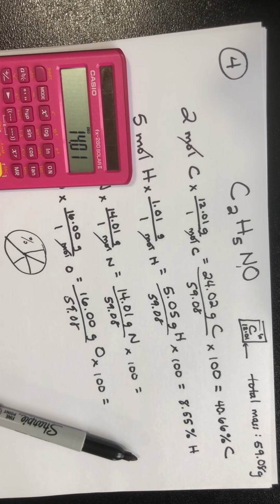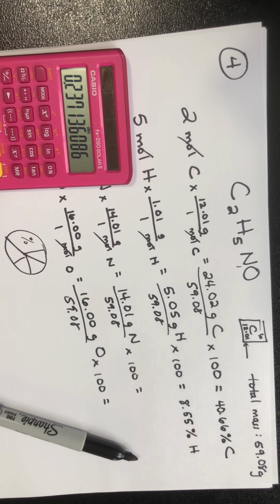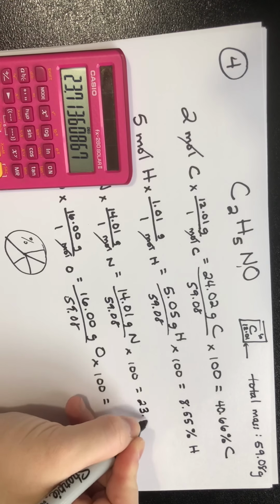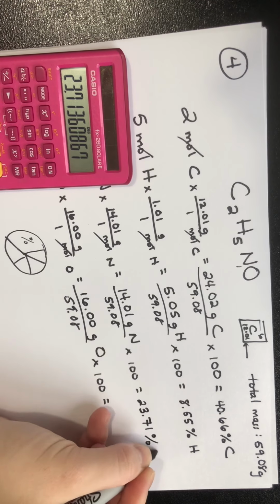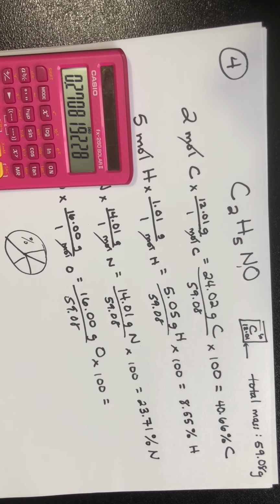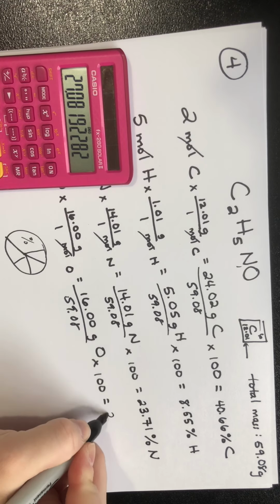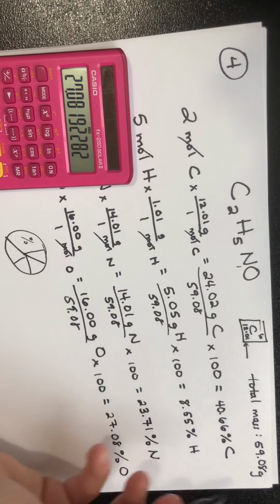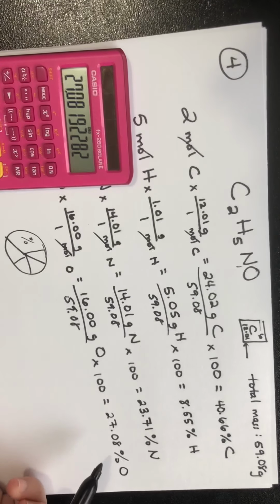So 14.01 divided by 59.08, and we're going to multiply that by 100, and that gives us 23.71% nitrogen. 16 divided by 59.08 times 100, and that's going to give us 27.08% oxygen. And if you add all of those up, then that should equal up to 100.